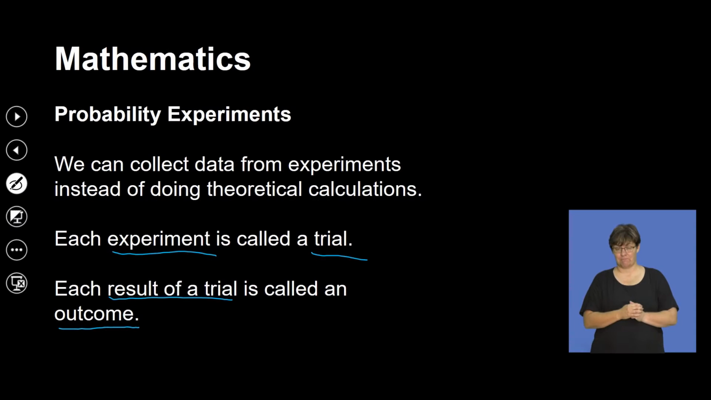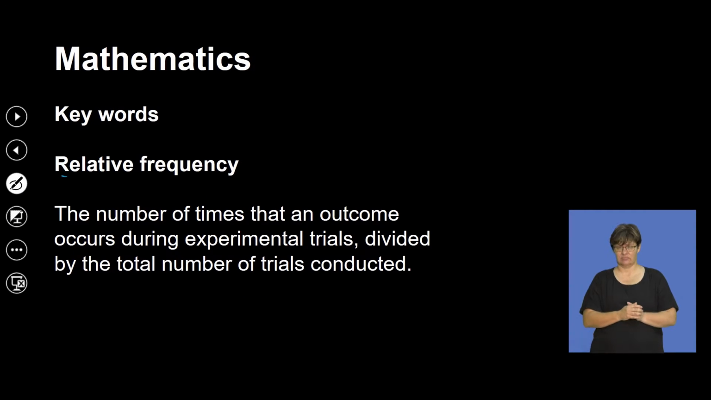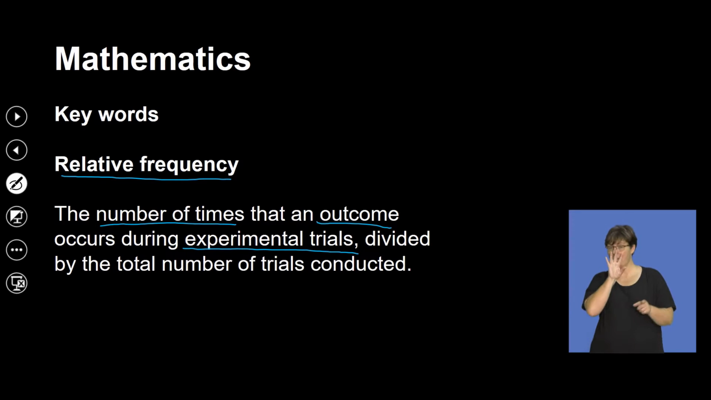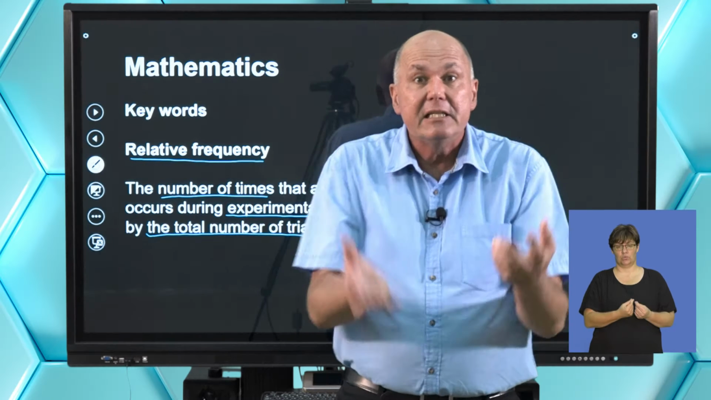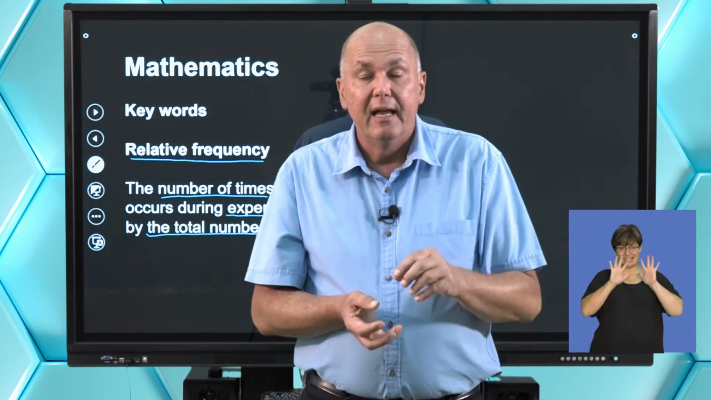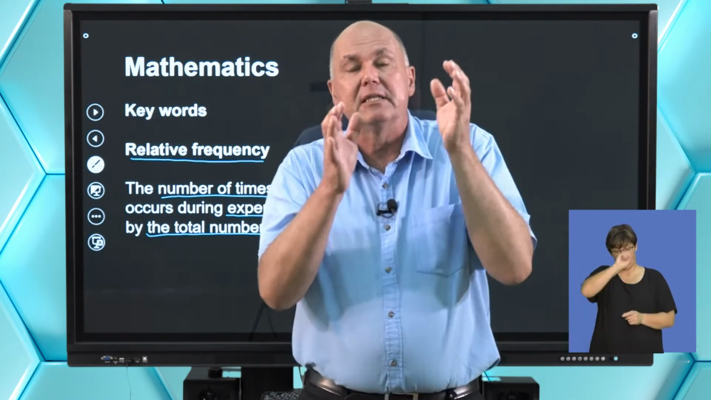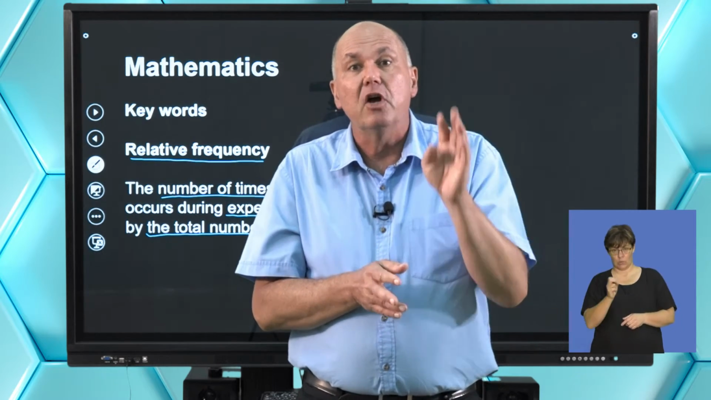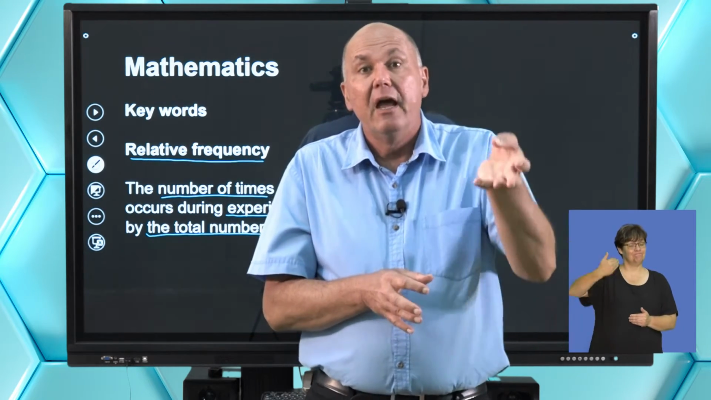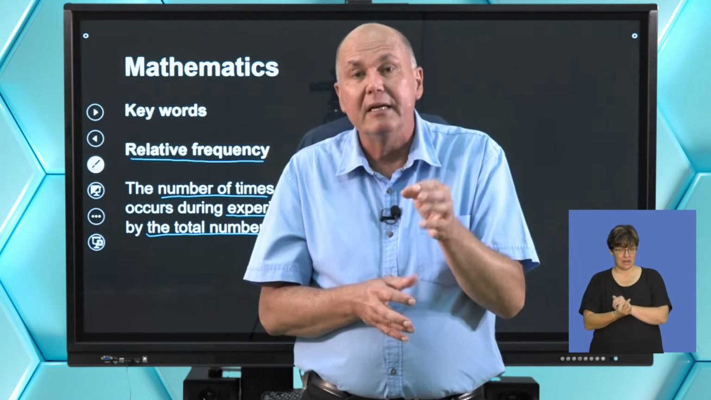Okay, so the next idea is relative frequency. Relative frequency is the number of times that an outcome occurs during experimental trials. To get the relative frequency, we don't just calculate the total number of times it happens, but count it divided by the total number of trials conducted. So if I do 10 spins of a spinner, and I find that the number of times it lands on blue is only 2, then the relative frequency of blue coming up on the spinner is 2 out of 10.